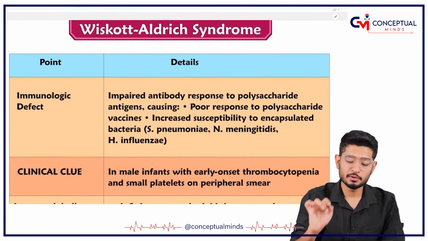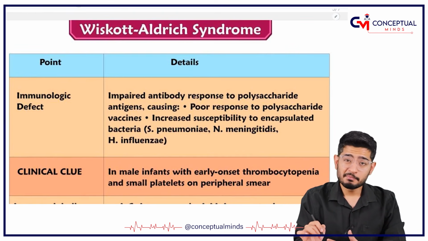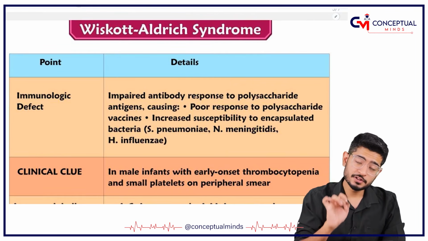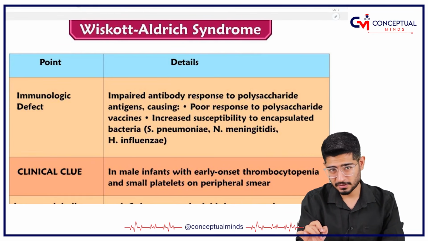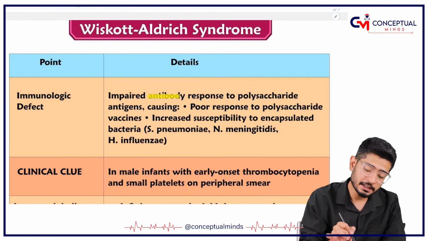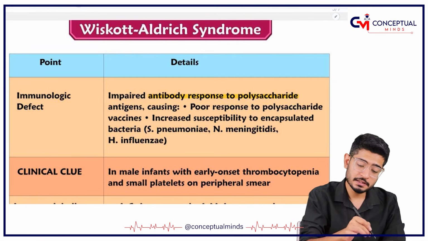Coming on to immunological defect. Now the problem is in immunology also. There is an impaired antibody response to the polysaccharide antigen. So Wiskott-Aldrich syndrome is itself an immunodeficiency also. That's why you were seeing recurrent bacterial infections. Do you remember I told you that in WATER, the R is recurrent bacterial infections. Why? Because the antibodies are not getting generated in response to the polysaccharide antigens. That's why there is poor response to even the polysaccharide vaccines.